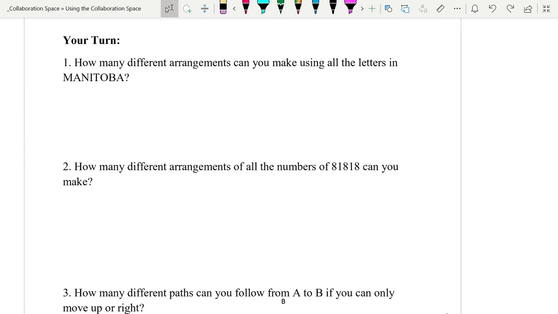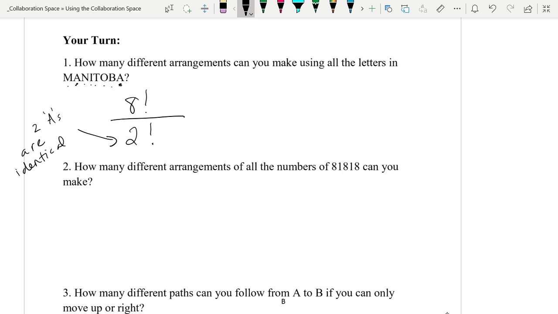How many different arrangements can you make using the letters of the word Manitoba? Well, Manitoba has 1, 2, 3, 4, 5, 6, 7, 8 letters, which is 8 factorial. But there are 2 A's. Those A's are identical letters. Are there any other letters that are identical? No. So that's it. 2 factorial. Why am I dividing by 2 factorial? Because 2 A's are identical.